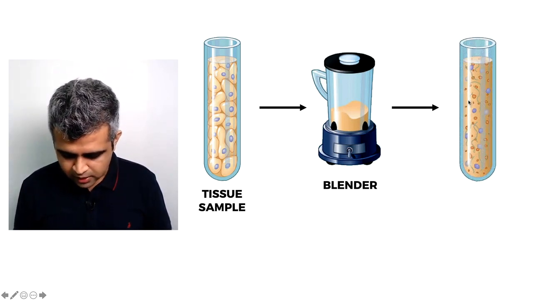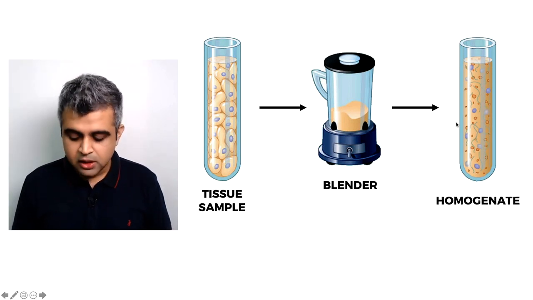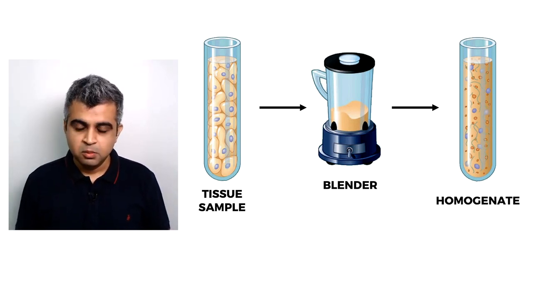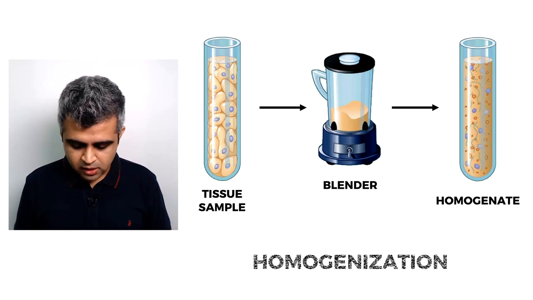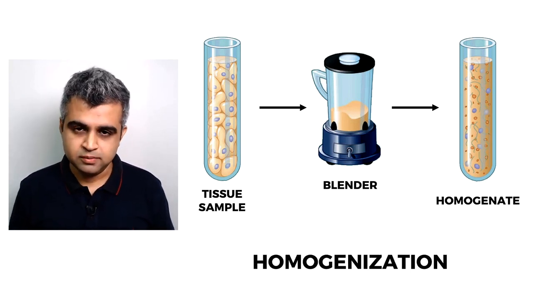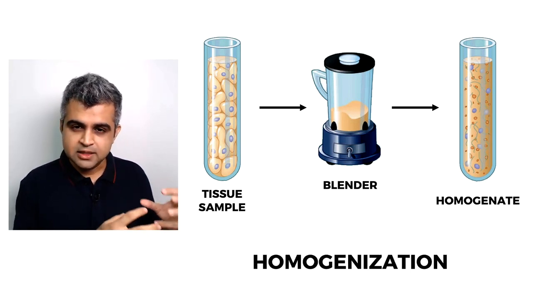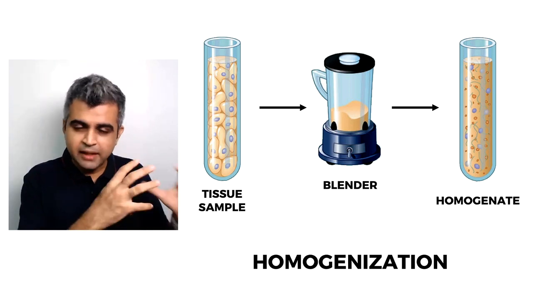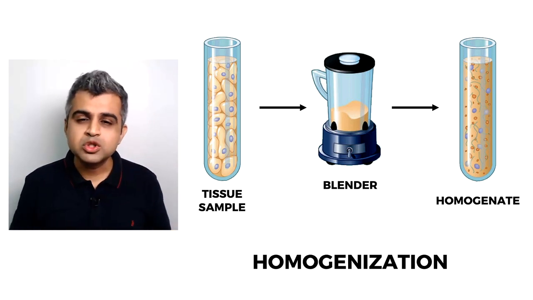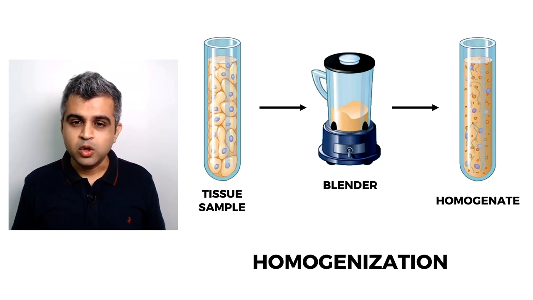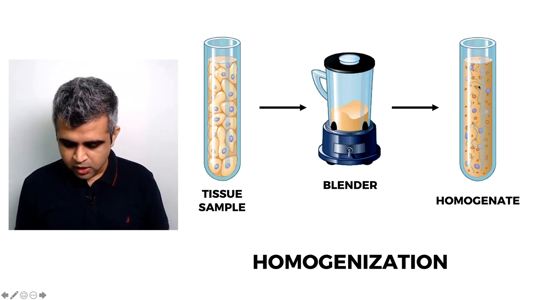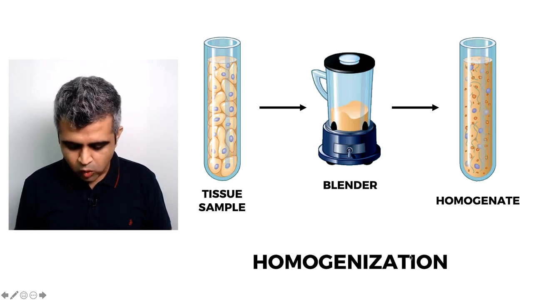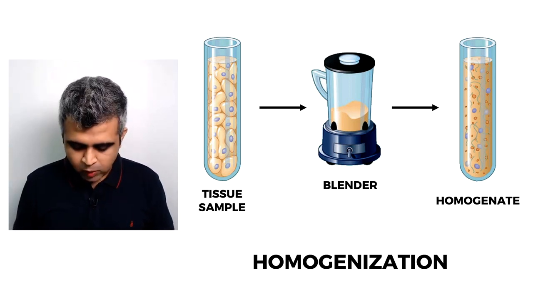What you have here now is called the homogenate, because the process which you have just done is called homogenization. You have taken the cells, the tissue, and literally blended it all together to make one homogeneous mass. So what you get in this test tube is called the homogenate, and the process is called homogenization. Now, what do you do after this?